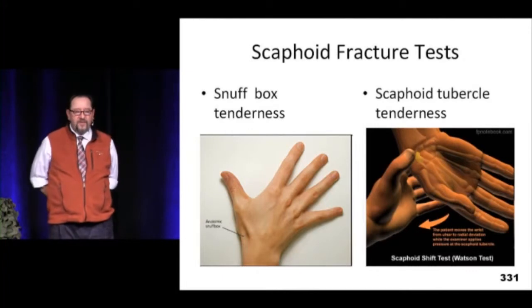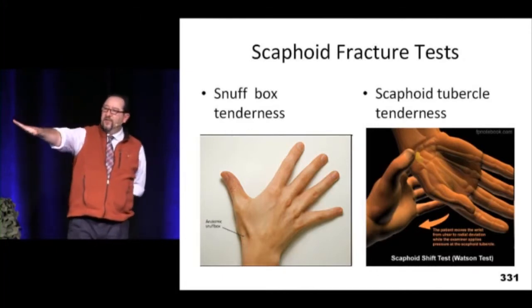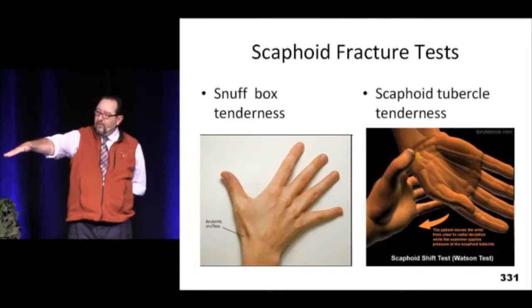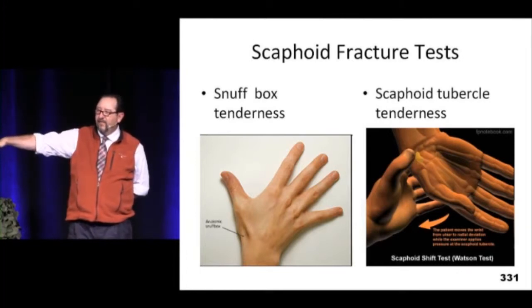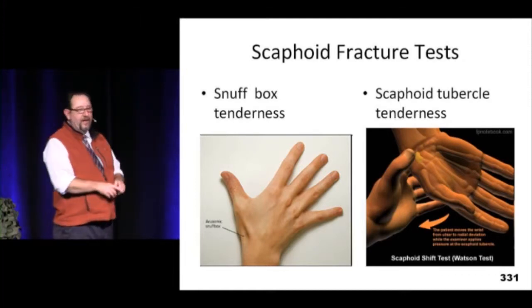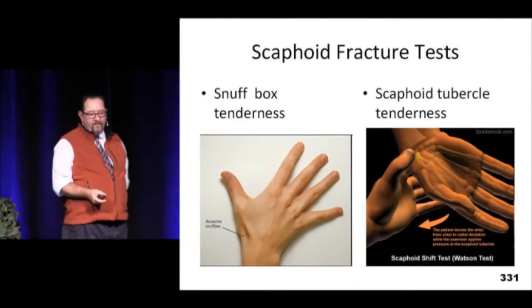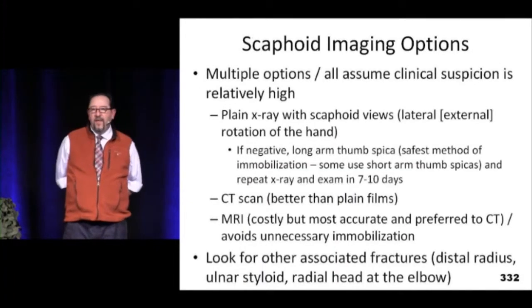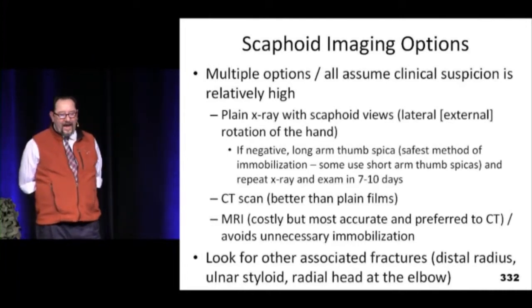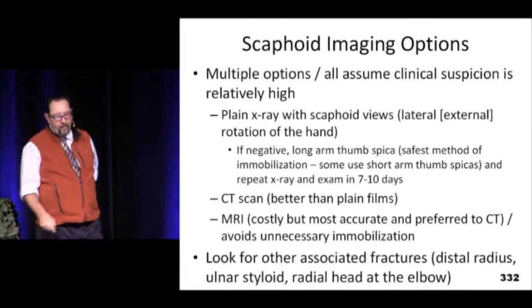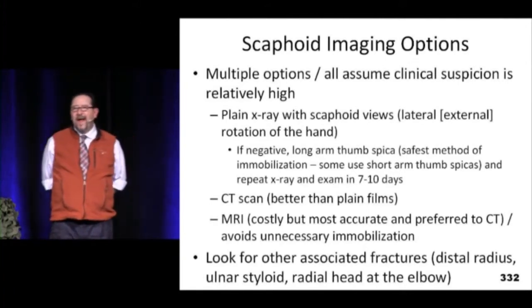There's the snuff box tenderness. Really, once you see the snuff box, that's not enough. You should deviate them ulnarly and put them neutral, which is actually about 10 or 15 degrees flexion. That brings the scaphoid bone into the snuff box for you to feel it and see if it hurts. Scaphoid tubercle shown there, that's the test that's used in the European literature. And then there's also axial loading, where you just bear down on the thumb, push the thumb down towards the scaphoid.